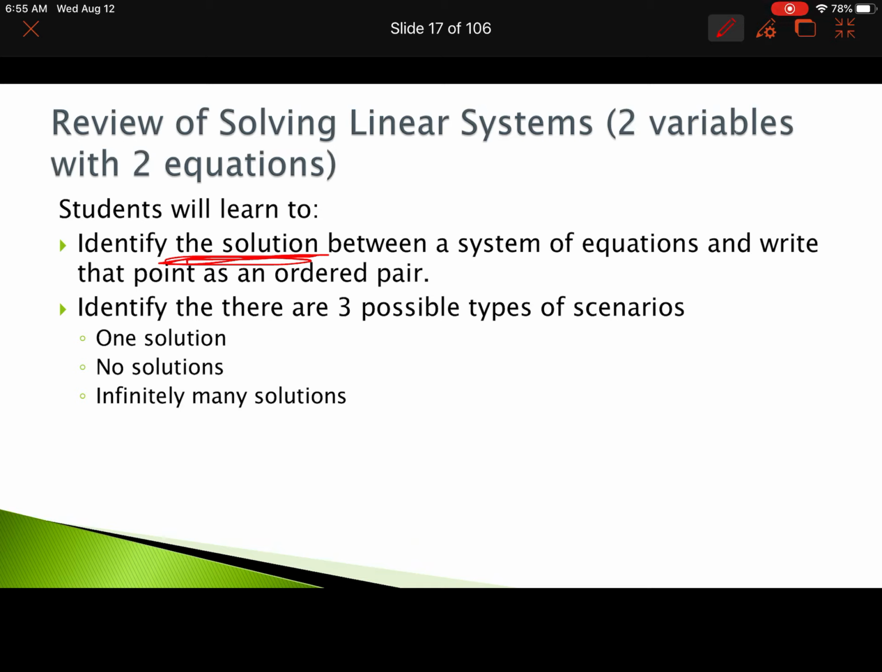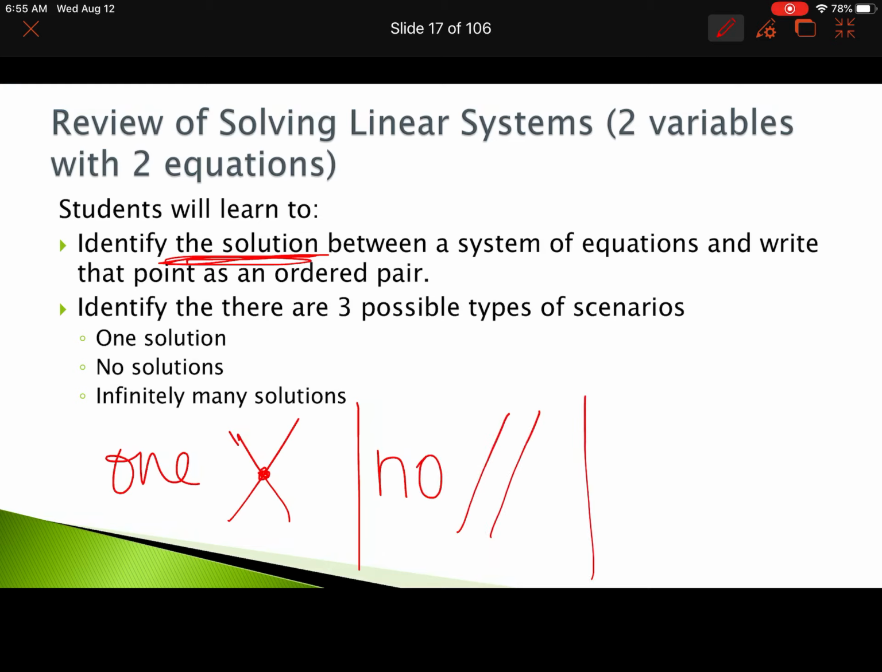There's three possible scenarios. You could have one solution and your lines cross, they meet at one point. You could have no solutions, meaning the lines never cross. And you could have infinitely many solutions, meaning you're actually working with the exact same line. Okay? Pause the video wherever you need to.